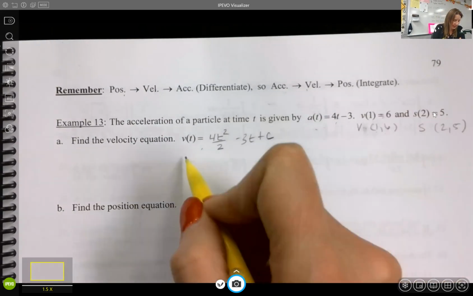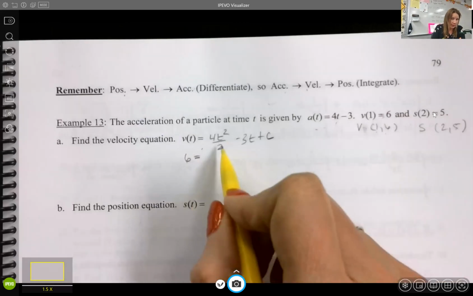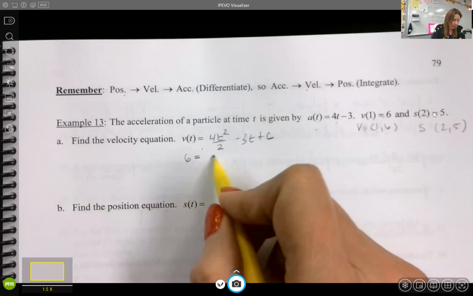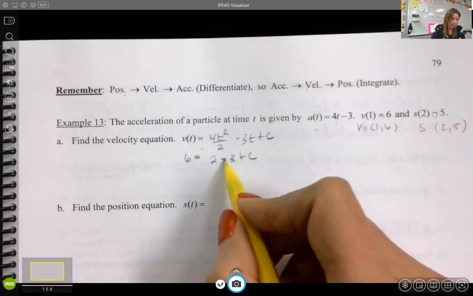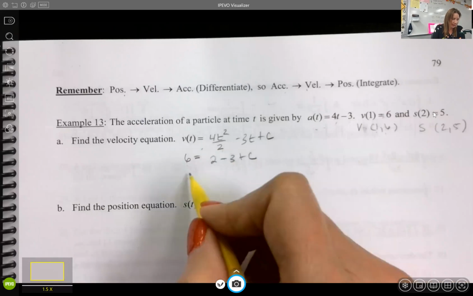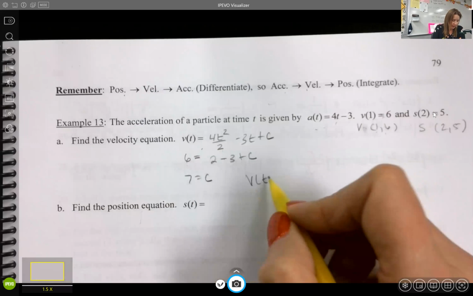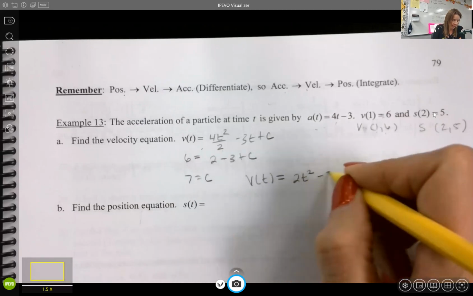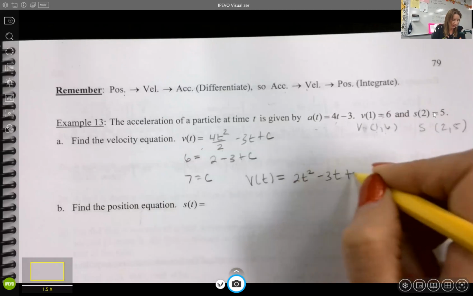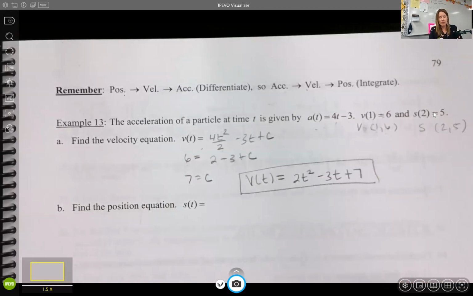So 6 equals, plug in a 1 here, and we just get 4 divided by 2. So 2 minus 3 plus c. This is -1, add the 1 over, and we get c equals 7. So my velocity equation is 2t squared minus 3t plus 7. Okay, so we found the velocity equation.